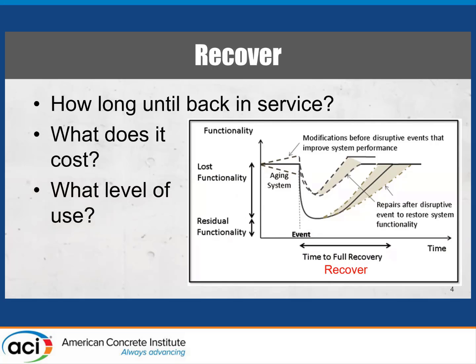So recovery is the newer concept, I would say, that resilience is introducing, and functional recovery is exactly the term that's being used. So how long until we're back in service? And what does it cost to do that? And what level of use? Because functionality isn't necessarily full recovery. You may be able to get enough functionality out of your building at a much lower level below full recovery. That is, it might be a shelter in place, which isn't really full recovery.